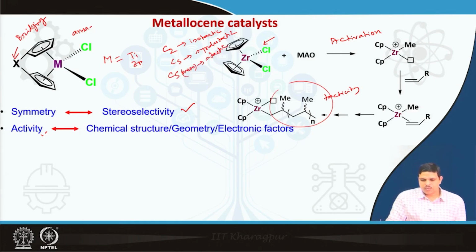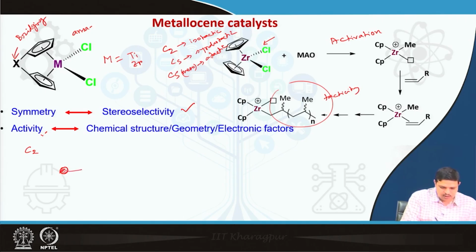Okay. And very pictorially I will show you why, if you have a C2 symmetry, we will get the isotacticity. I am just doing this as a cartoon diagram, so that you can easily understand. So this is, say, a metal center, and this is my back-end site, that is the active site, where the polymerization growth will be happening and the alkene coordination will happen, that is the monomer coordination. And these are my Cp rings. Let's say this is one Cp ring and this is the other Cp ring.